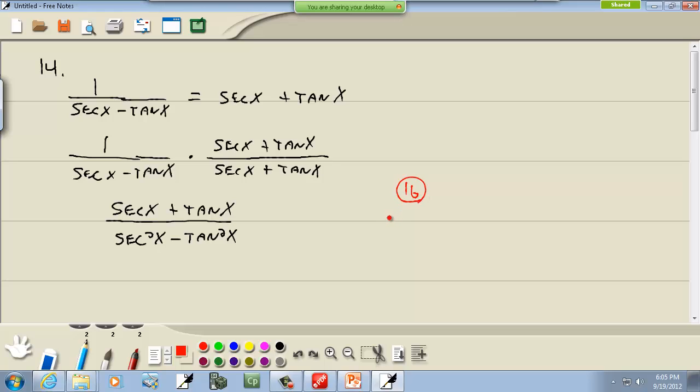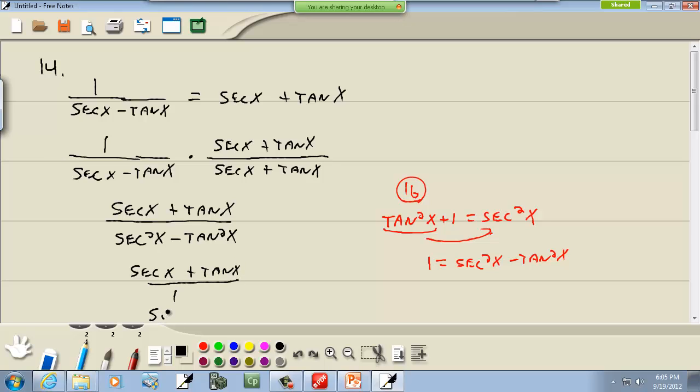From property 16, we had tangent squared plus 1 is equal to secant squared. So we can take tangent squared to the right side, and we get 1 is equal to secant squared minus tangent squared. So actually, this bottom part, secant squared minus tangent squared, becomes 1. So we got secant x plus tangent x over 1, which gives us secant x plus tangent x, which is our right side.